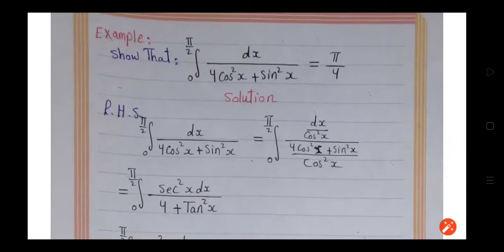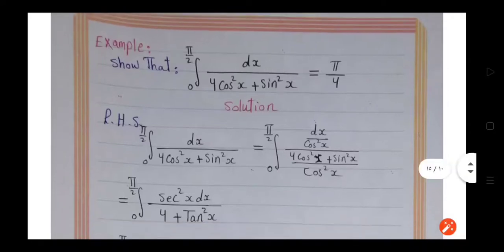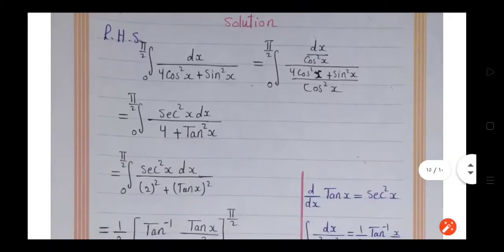We notice that the result is an angle. So we can imagine that the value of this integration will give us the inverse of a trigonometric function: sine minus 1, tan minus 1, sec minus 1, that give us an angle. Now for the left hand side we have cosine squared plus sine squared, but not with the same coefficient. Cosine squared has 4 and sine squared has 1.